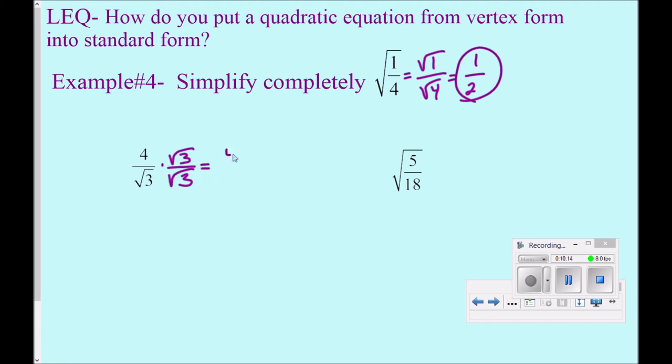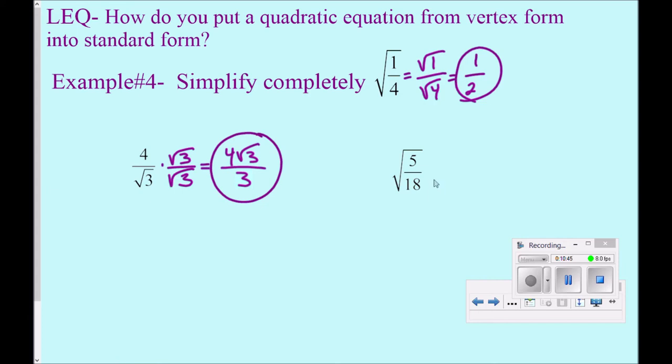So 4 times the square root of 3 is my numerator, and root 3 times root 3 is 3. Anytime you have square root of something times itself, it's just the number underneath the radical without the radical. So that's how I got the 3. Next, you're going to take a look at the 4 and the 3 and make sure they don't simplify. 4/3 doesn't. So this is my final answer. Had this been like 4/6, then I would have divided both by 2. But I don't need to simplify 4/3.